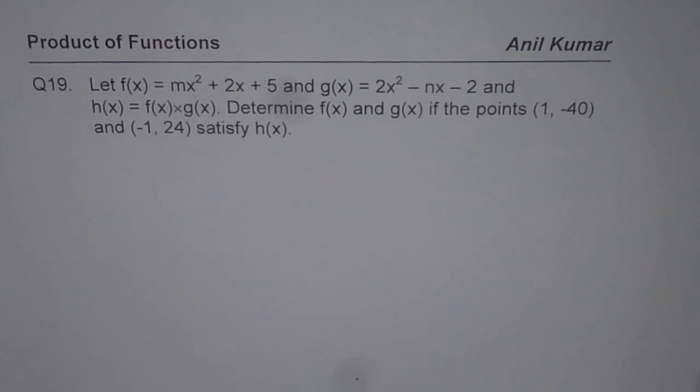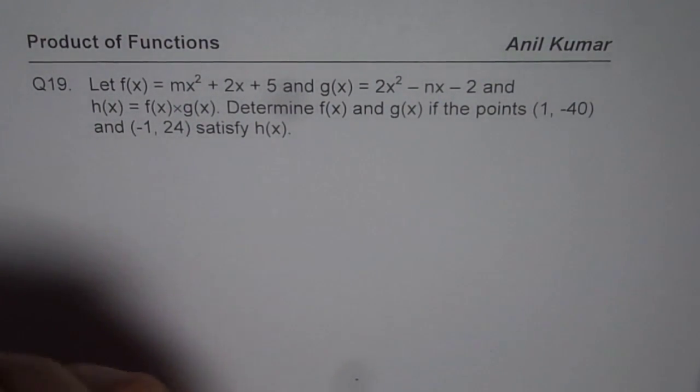Let f(x) = mx² + 2x + 5 and g(x) = 2x² − nx − 2, and h(x) = f(x) times g(x), that means the product of functions. Determine f(x) and g(x) if the points (1, −40) and (−1, 24) satisfy h(x). That is the question. You can pause the video, answer the question, and then look into my suggestion.